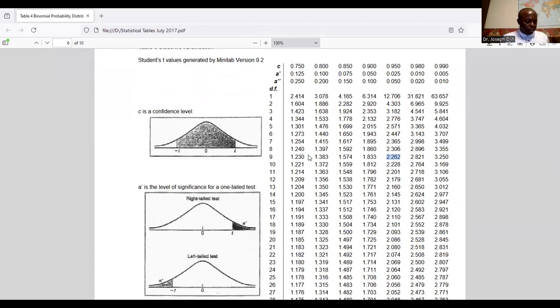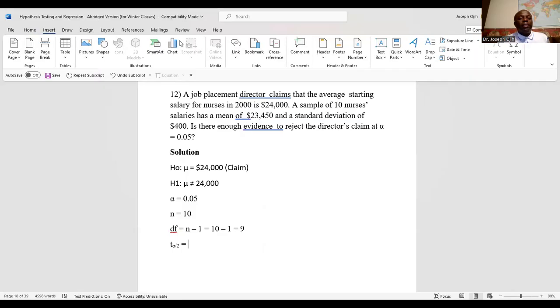Okay, let me put this in specifically here. T alpha over 2 is 2.262. It's going to be plus or minus 2.262. So I have it right there for you in the paper. Let me put it in the paper. You have to make it plus or minus 2.262 because it can be on either side, the lower side or the upper side. What is my plus or minus? Plus or minus 2.262.